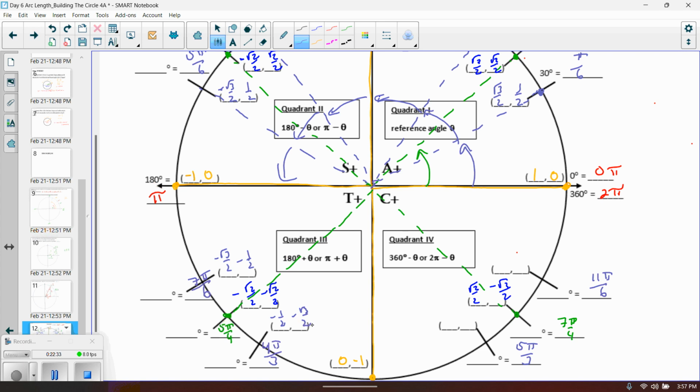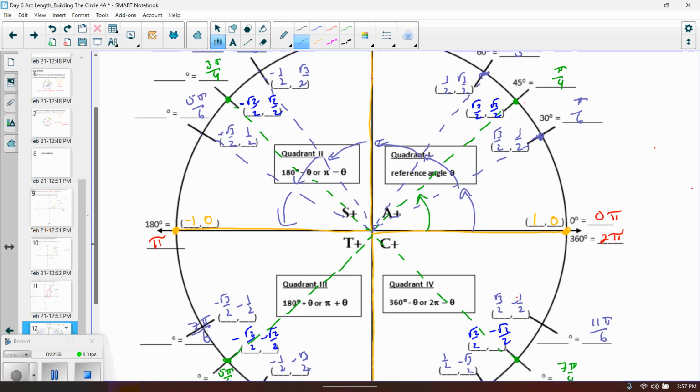And then go into the fourth quadrant. It'll be positive 1/2 because x is positive there, negative square root of 3 over 2. And then at 11 pi over 6, it'll be square root of 3 over 2 and negative 1/2. Okay, so we filled out all the ordered pairs. The only thing we have left to do is do the degrees that match all of these.